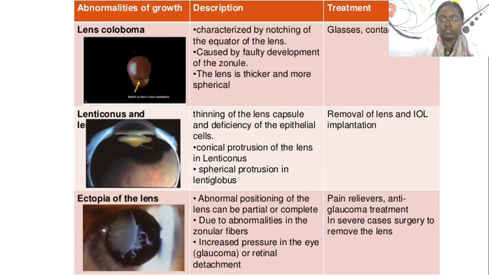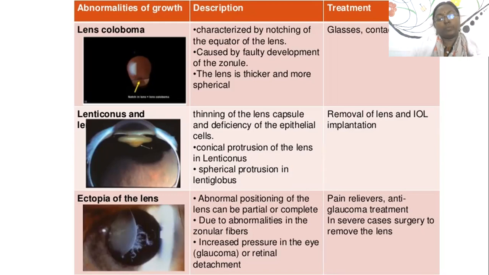Lenticonus. Lenticonus is nothing but the thinning of the lens capsule and deficiency of epithelial cells. So there is conical protrusion of the lens in lenticonus. In lentiglobus, it is spherical protrusion. So the treatment includes removal of the lens and IOL implantation.